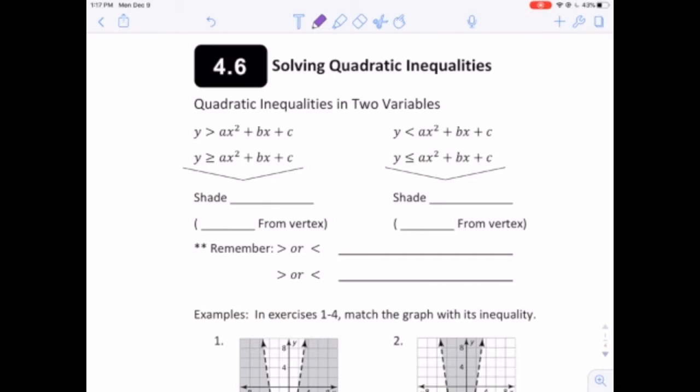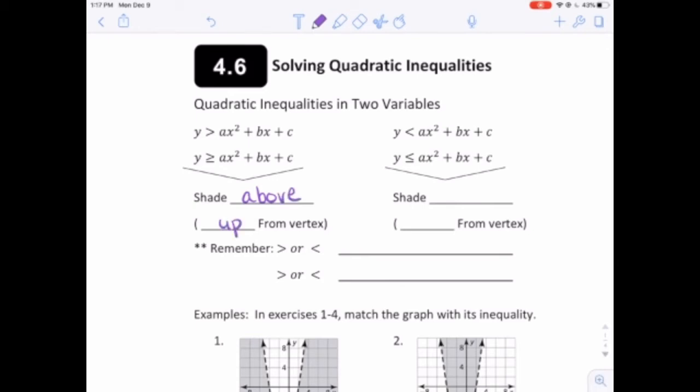So if we have a greater than or equal to type inequality on these, we need to know how to shade. Remember that inequalities don't have a single answer, they have a range of answers or a shaded region of answers. So if we have a greater than or equal to, we're going to be shading above the graph of the parabola, in this case. So we will shade above, which is up from the vertex.